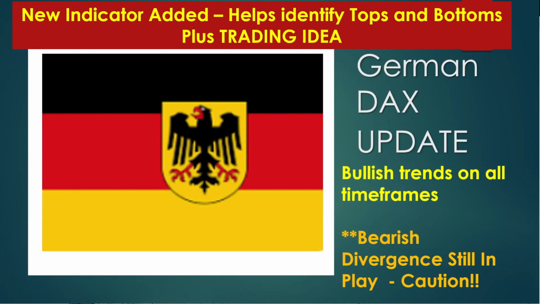It's February 28, 2024. This is the German DAX update. All timelines are showing bullish trends, so just be careful about going long. There is a bearish divergence still, again, on all time frames, on the weekly, the daily and the hourly, so just be careful about going long.